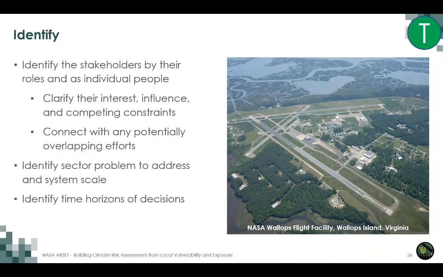So we want to connect with these people in the positions that they have, and also connect with potentially overlapping efforts. Again, being humble and recognizing that climate risk information and climate planning is not only being done by the deliberate effort that we might have in focus today, whether it's the CASI project or a new project that you might design tomorrow. It is likely one of several competing interests and competing motivations for these stakeholders.